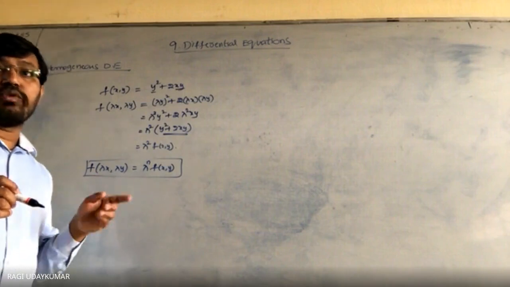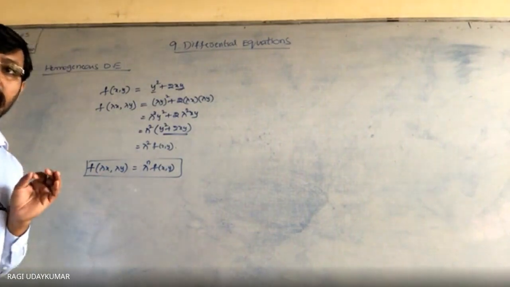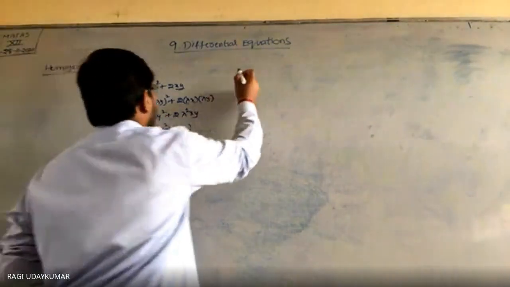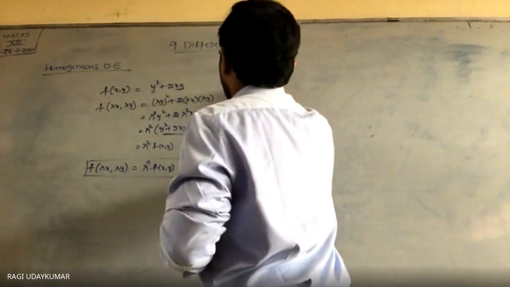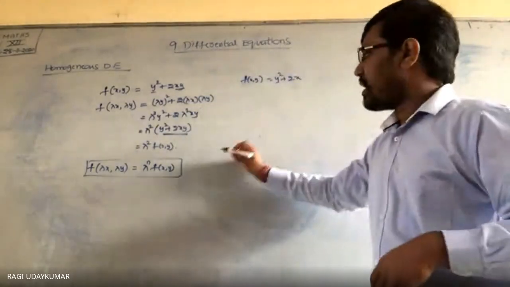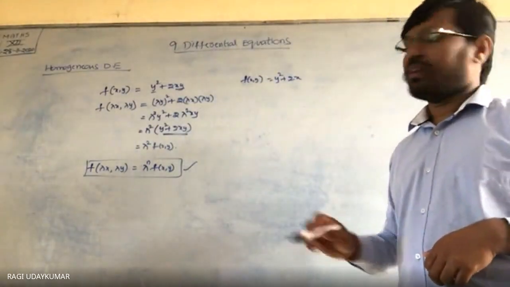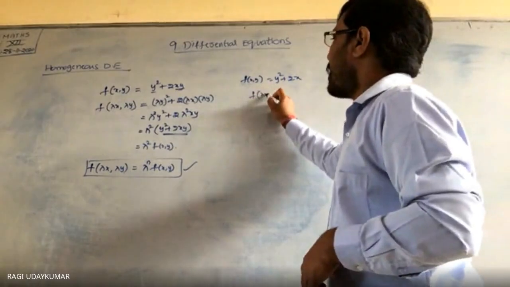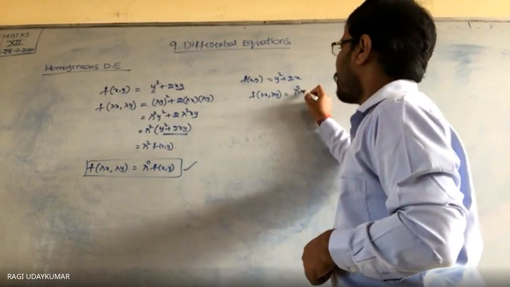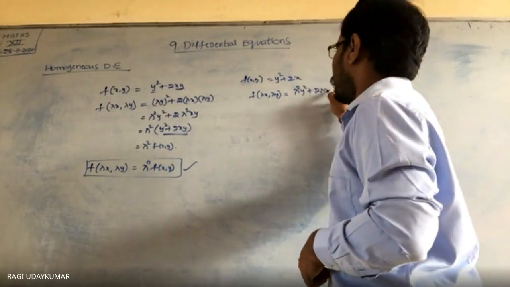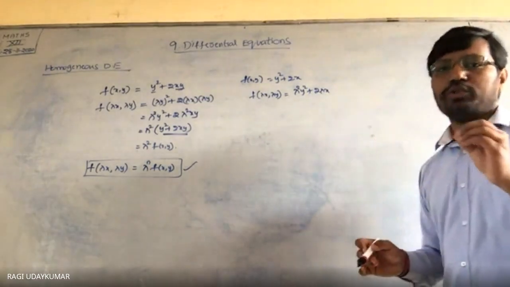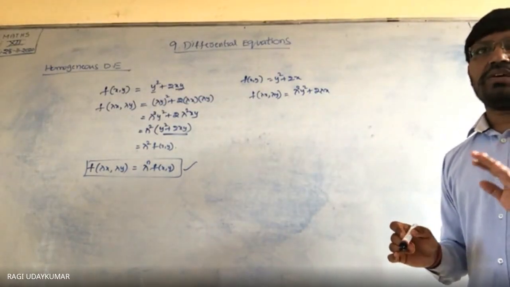Now suppose you are having a function in such a way that I take f of x comma y equal to y square plus 2x. You cannot express this like this. You check f of lambda x, lambda y is equal to lambda square y square plus 2 lambda x. So you cannot take lambda square common here. So this type of function is not called a homogeneous function. This is not a homogeneous function.